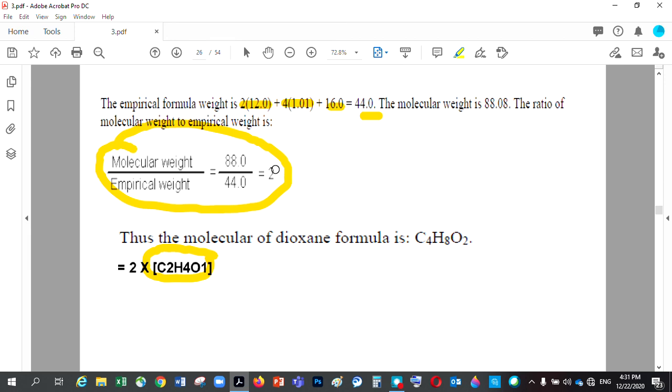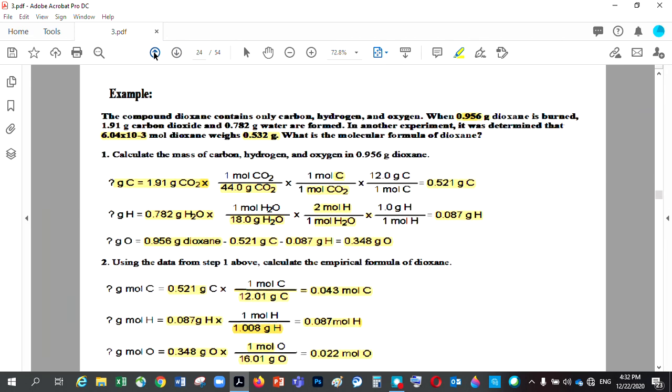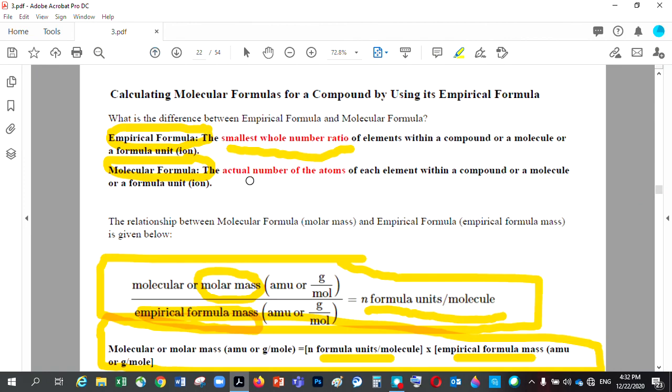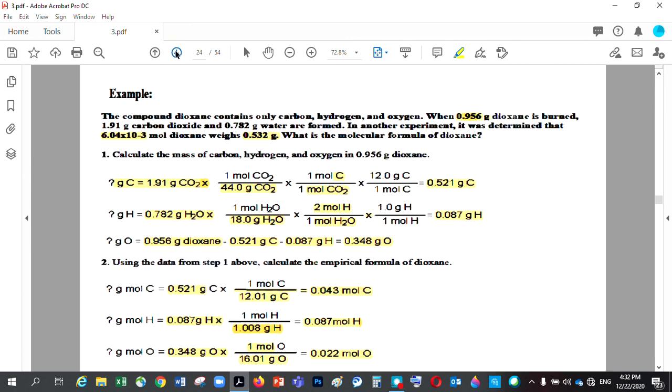By the empirical formula molar mass. Again, let me just repeat this one here. We will be repeating this. It's very important to memorize at least this, or just get familiar with it. The molar mass of the whole molecule divided by the molar mass of the empirical formula will give you the ratio, will give you N, which was called formula units per molecule, correct?